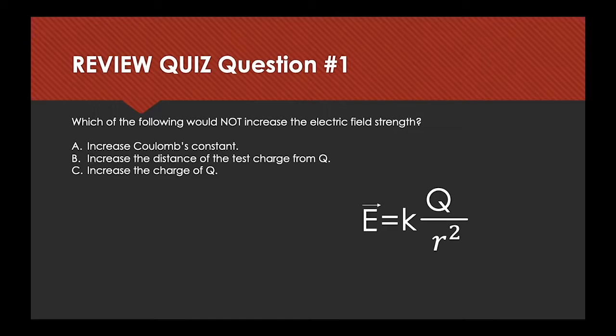Perfect. So which of the following would not increase the electric field strength? We've got A, increase Coulomb's constant, which, as you might have assumed, is impossible. We were not going to increase a constant. That's why it's constant. B, increase the distance of the test charge from Q. If we increase distance, what's that going to do? Well, the electric field strength is going to go down. So that would definitely not increase the electric field strength. And then C, increase the charge of Q, would increase the electric field strength. So B was the correct answer.